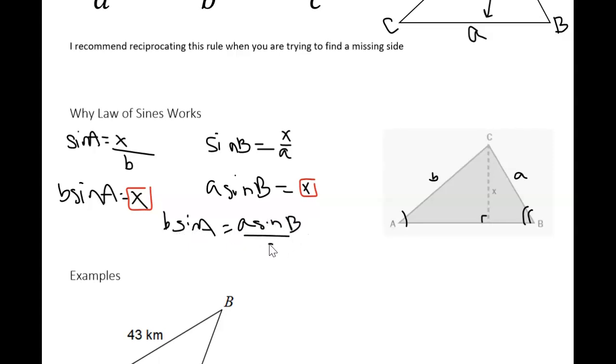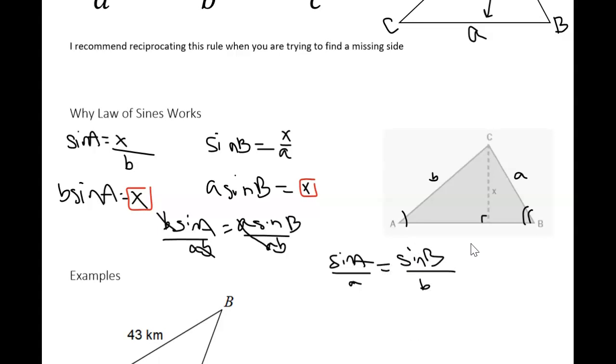And then we're going to divide each side by AB. And watch what happens. These A's cancel, these B's cancel, and we're left with sine A over A is equal to sine B over B. So this is essentially the origin of the law of sines.